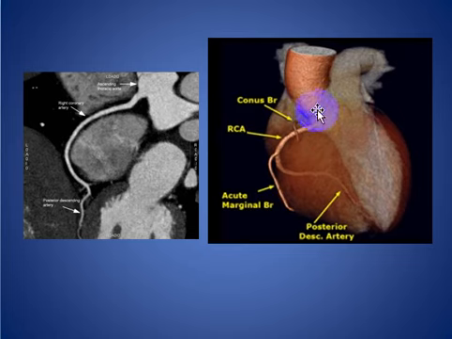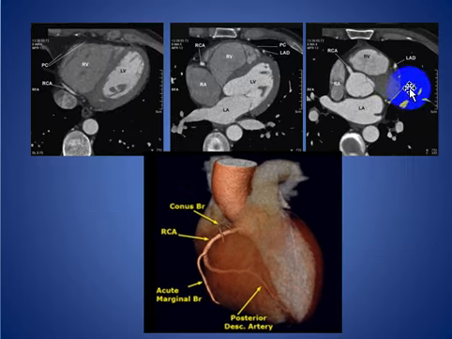The right coronary artery, as we see here, this is the 3D image, and this is the reformatted image on the CT scan. As we see here, the right coronary artery arises from the anterior sinus of Valsalva and courses through the right ventricle and right atrium to the inferior part of the septum.